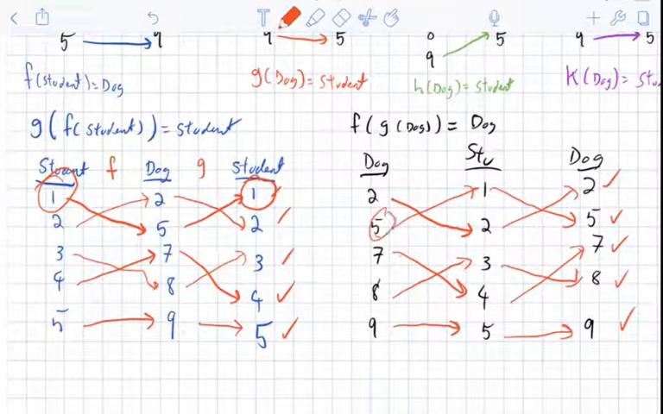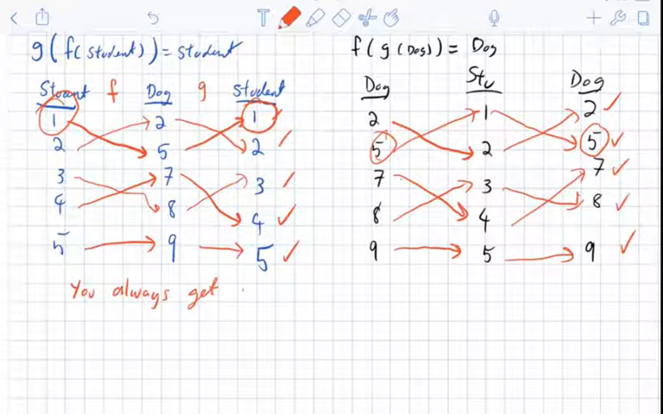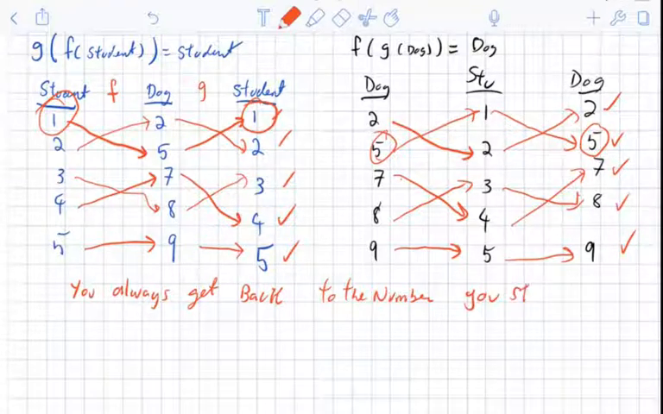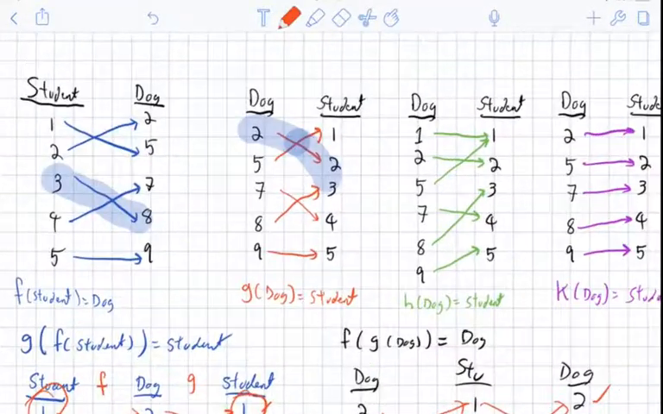Okay. So going backwards and forwards, regardless of the order, the input always comes back. 5 in this way gets you 5 out. You always get back to where you start. And that means that your g of x function is the inverse of f of x. Or alternatively, if you want to, f of x is the inverse of g of x. There's no first and second here.